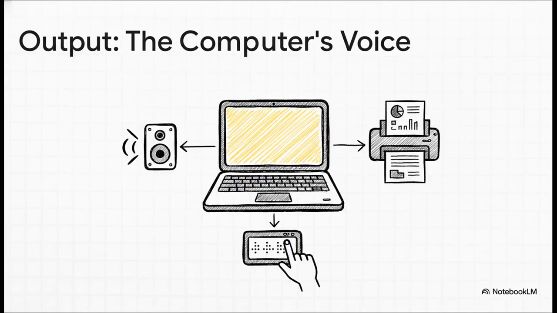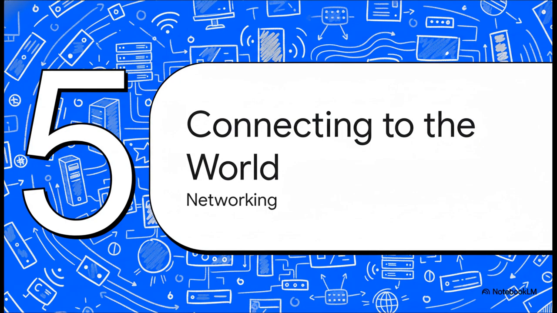So, once all the work is done, the computer needs a way to tell us the result. This is its voice. The most common one is the monitor, of course, but it also includes printers for paper copies, speakers for sound, and really importantly, accessibility devices like braille readers that can provide output through touch. So the journey of our click inside this one computer is almost complete.